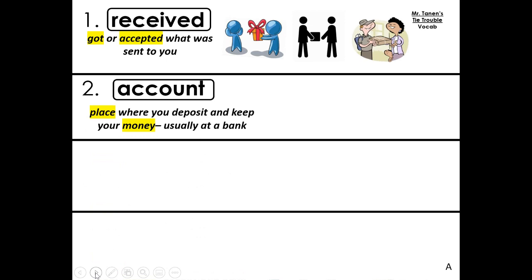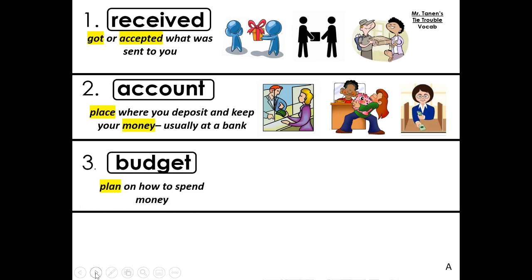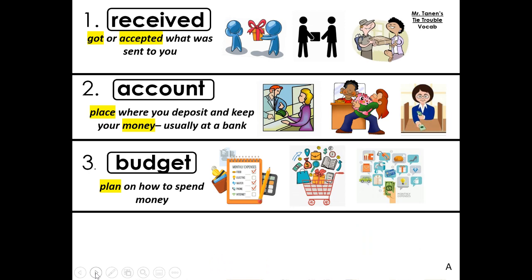Number two, account, place where you deposit and keep your money, usually at a bank. Account. And I highlighted place and money because that's where you keep your money in an account. Number three, budget. Plan on how to spend money. Budget. And I highlighted the word plan.